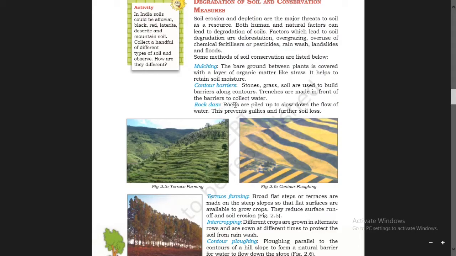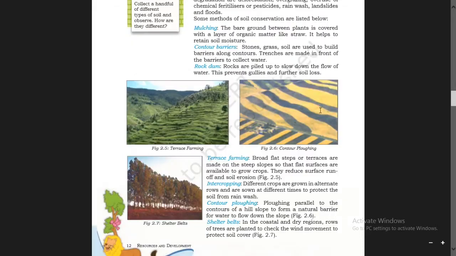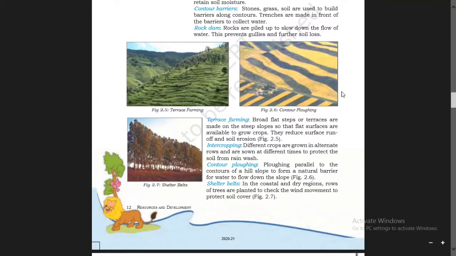Rock dam: rocks are piled up to slow down the flow of water. People used to place one rock on another, piling them up in order to slow down the flow of water, and this prevents gullies and further soil loss. So it prevents gullies in those areas, and further it helps us from loss of soil.